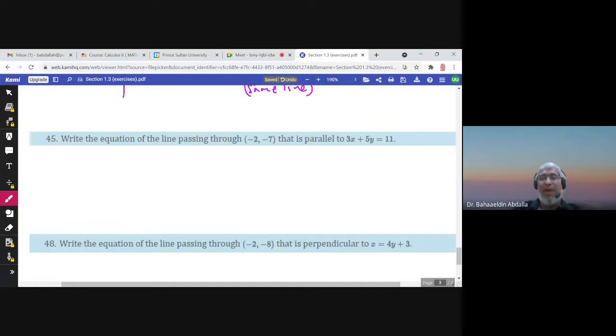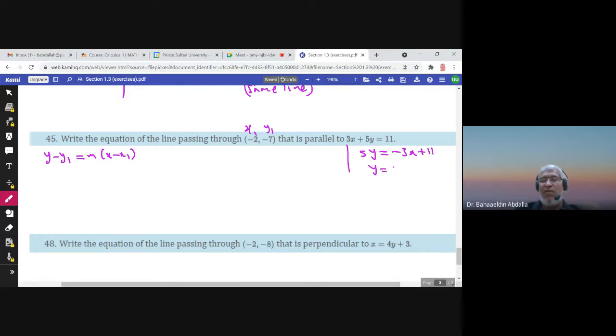Write the equation of the line passing through this point that's parallel to this line. Well, the equation of the line, as we have seen, is y minus y1 equals m times x minus x1. Well, this is the point x1, y1. But I don't have the slope. How can I find the slope? Well, I know that the line is parallel to this line. And the two parallel lines have the same slope. So if I find the slope of this line, I'll know the slope of the line which I need to find. So let me write this line in the point slope form.